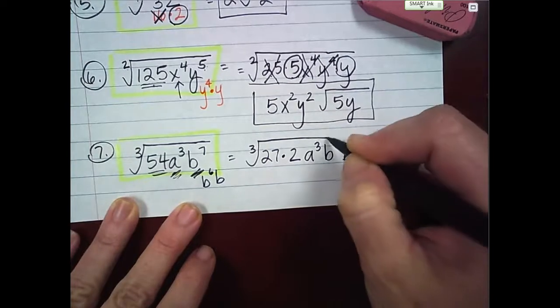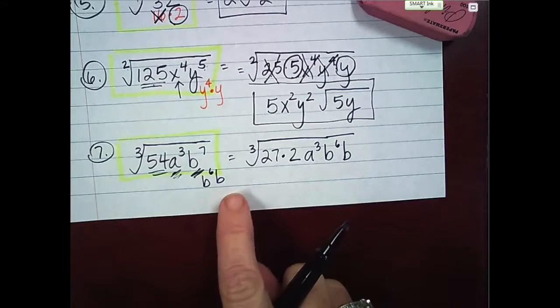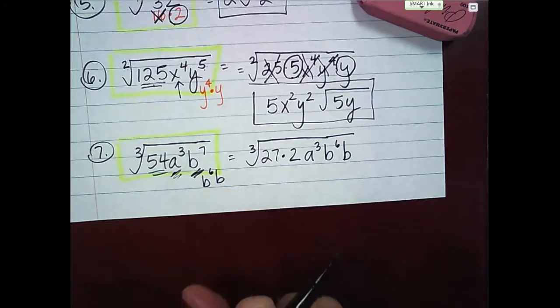You're just rewriting it. Why do I need to add the b? Why do I need b to the 6 and b? Why do I have to have both? Yeah, how many b's do I need? So I can't change the value, right? I'm just rewriting it to look different so that I can simplify it. I still need 7 b's.